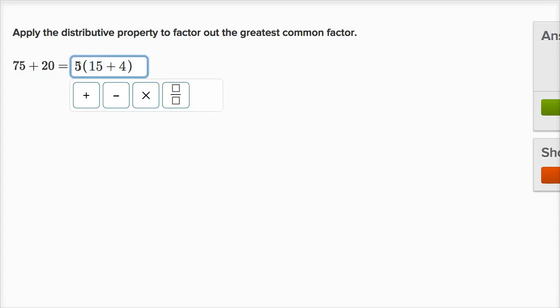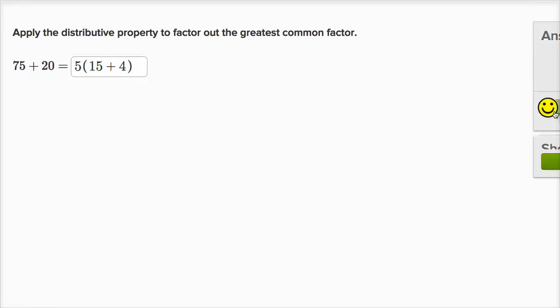And if I were to apply the distributive property here, I'd have 5 times 15 is 75. 5 times 4 is 20. Yeah, I'm feeling good about that. Got it right.